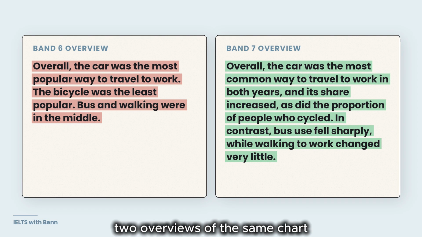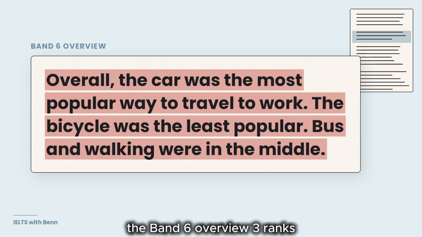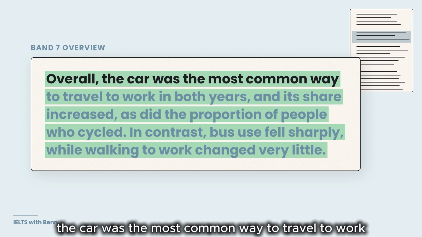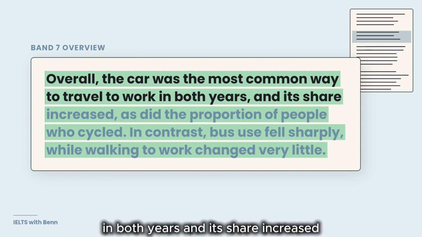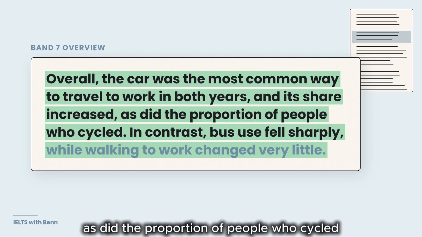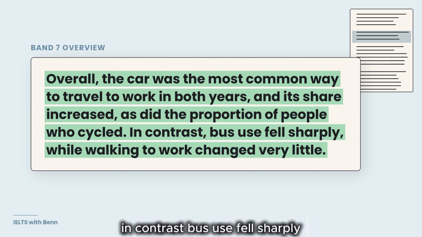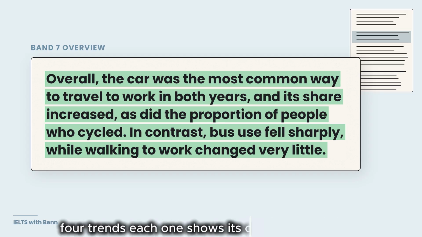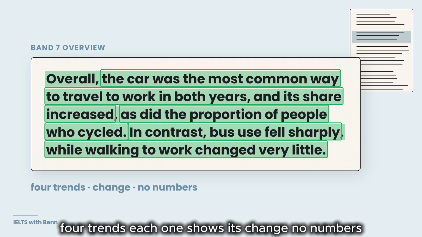2 overviews of the same chart. The Band 6 overview, 3 ranks, no change. The Band 7 overview reads, overall, the car was the most common way to travel to work in both years, and its share increased, as did the proportion of people who cycled. In contrast, bus use fell sharply, while walking to work changed very little. 4 trends, each one shows its change, no numbers.